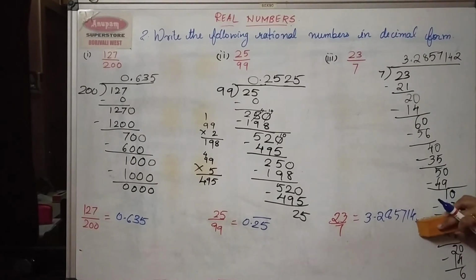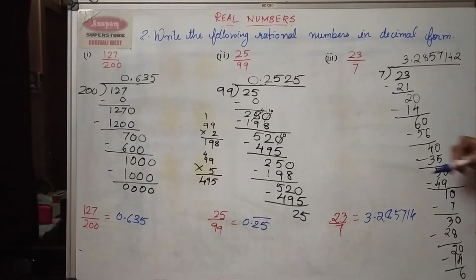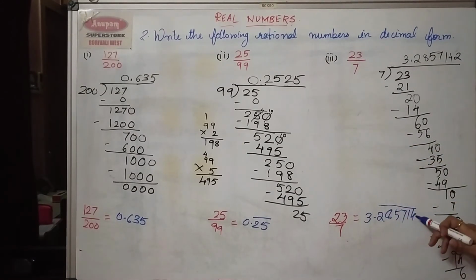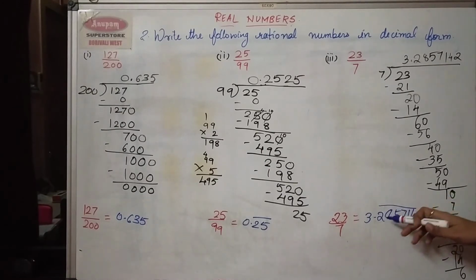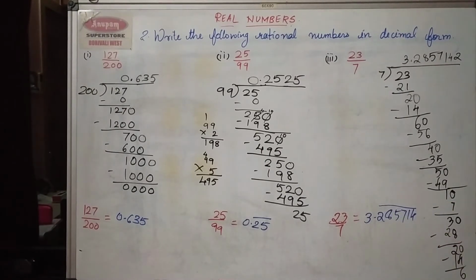Hence I don't write 2, I just write down till 4 and I put a bar on it, which means that 285714, and then after that again the pattern will be 285714.